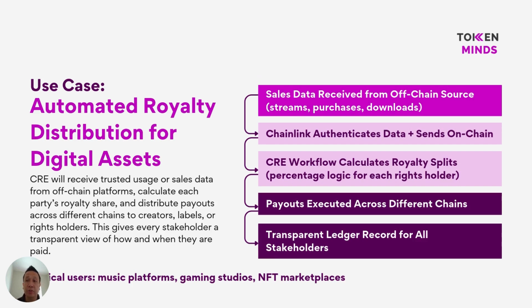In digital asset ecosystems, CRE can automate royalty distribution across multiple chains. Trusted off-chain usage or sales data is verified, royalty logic is applied, and payouts are distributed to the correct parties on different networks. This gives creators, platforms, and rights holders a transparent and reliable view of how and when they are paid.